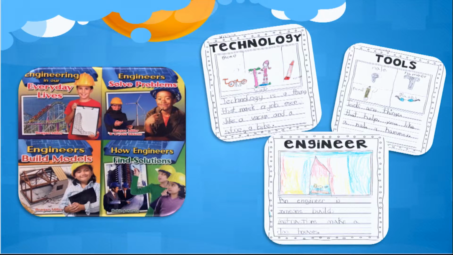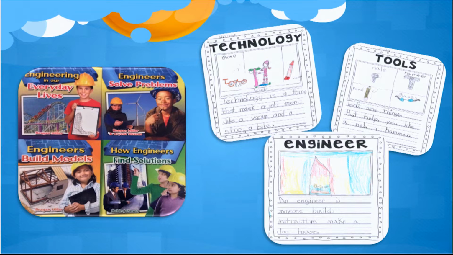When we started at the beginning of the year, I started with engineering in our everyday lives. This is a wonderful series of books all about engineering. And they're easy reads. They have lots of vocabulary, lots of pictures. We went through and we talked about what technology is. We talked about tools. We talked about what engineers are. And then they went back and they wrote in their own words what these meant to them.